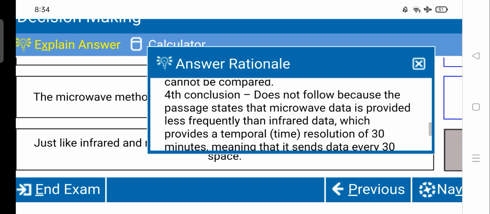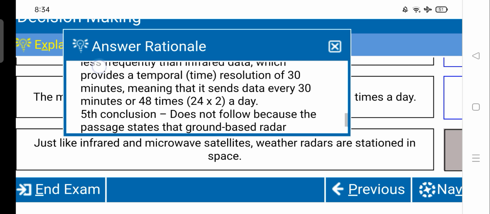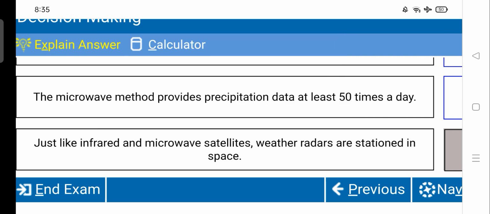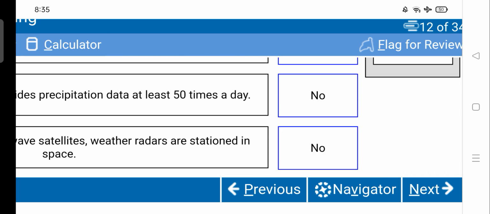Next we have the fifth conclusion, which says just like infrared and microwave satellites, weather radars are stationed in space. It does not follow because the passage states that ground-based radar measurements correlate cloud top properties, so these have to be stationed on the ground, not in space. So the fifth conclusion does not follow. That's why we will drag a no and drop it here in front of this conclusion.